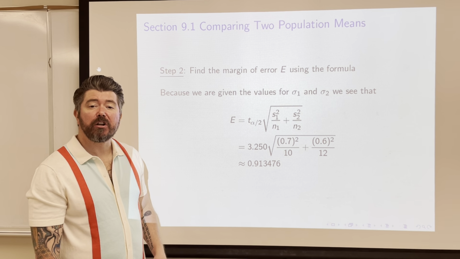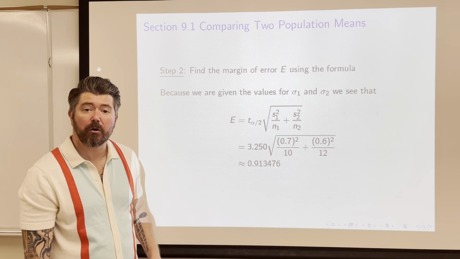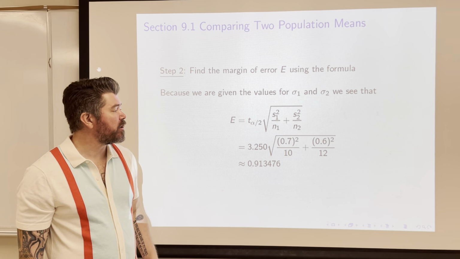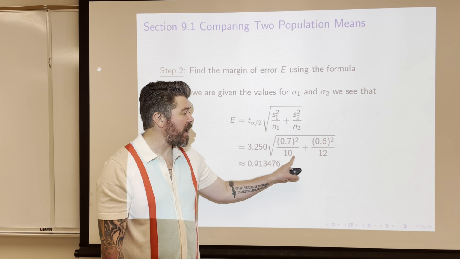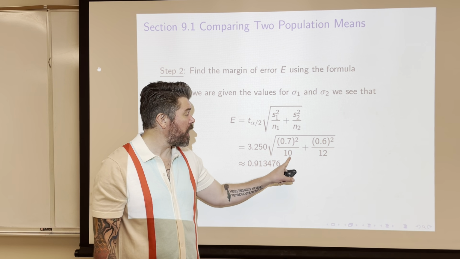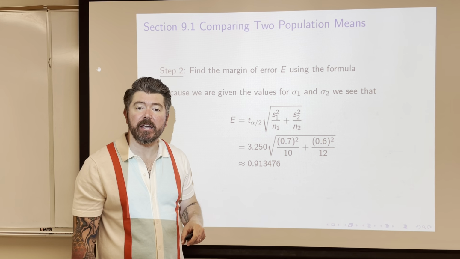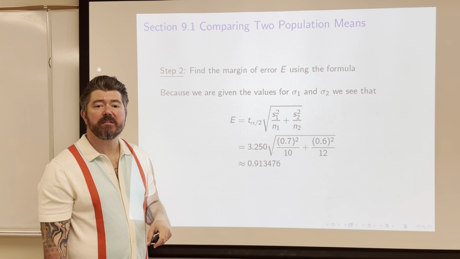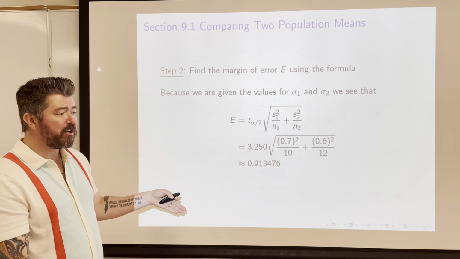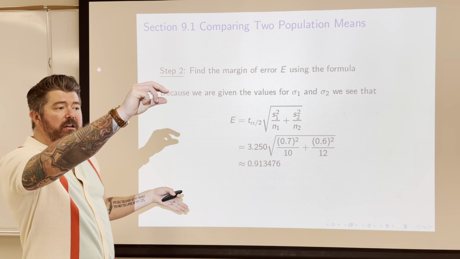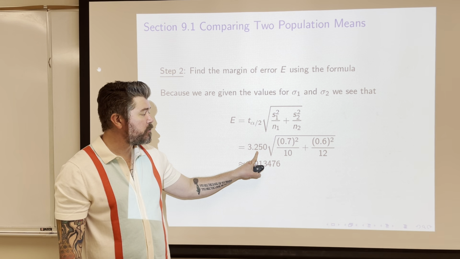So we use an area in 2 tails of 0.01, and then we needed degrees of freedom. Well, our 2 sample sizes are 10 and 12. If we subtract 1, we get 9 and 11. Which one's smaller? 9. So our degrees of freedom is going to be 9 in this case. When we line up a degrees of freedom of 9, an area in 2 tails of 0.01, we get 3.250.